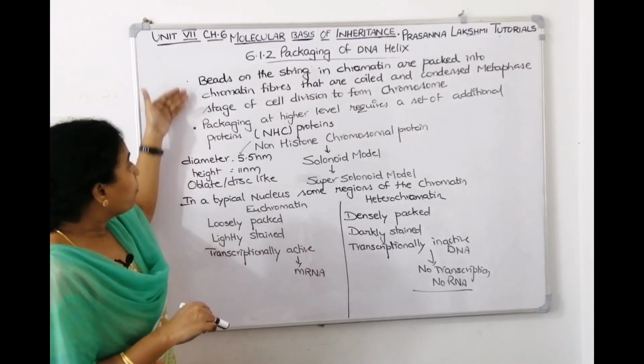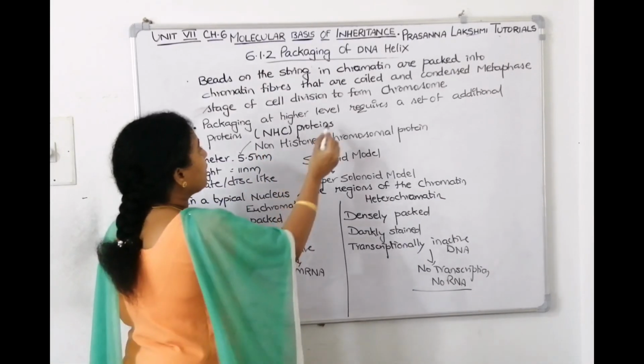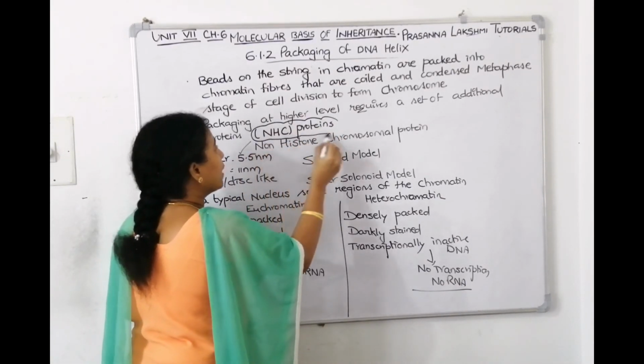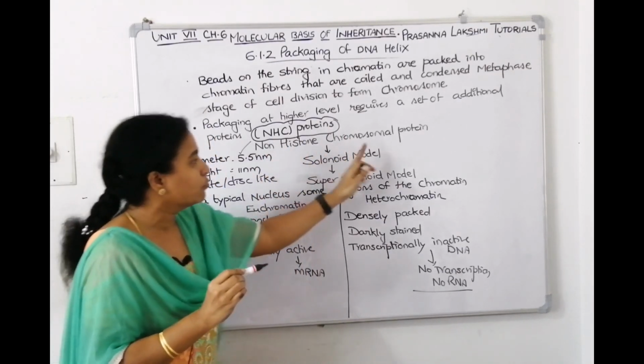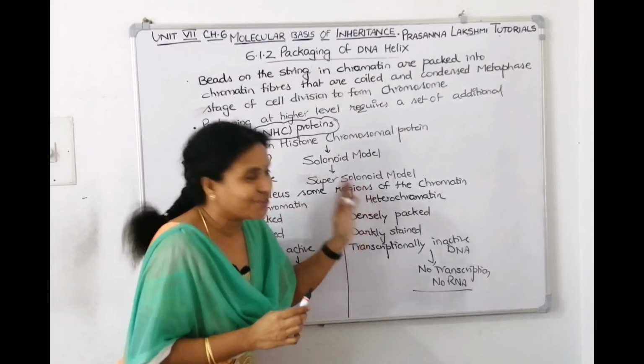And then how to pack it at higher levels to make the solenoid and super solenoid model? What are the proteins we require? NHC proteins. What are NHC proteins? Non-histone chromosomal proteins. And then we talked about what is euchromatin and what is heterochromatin.